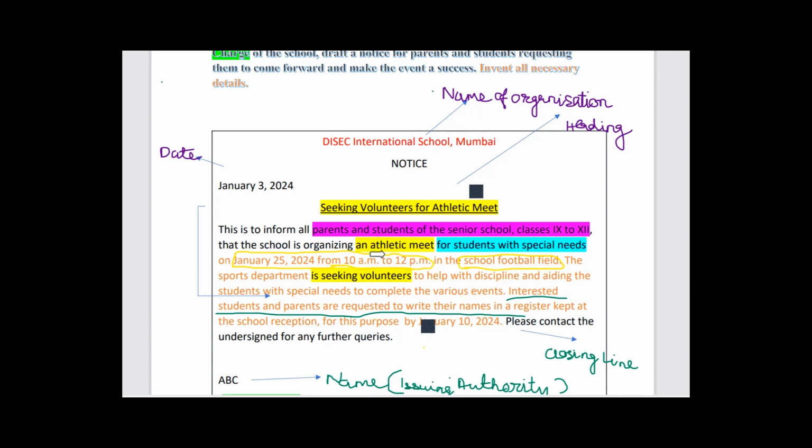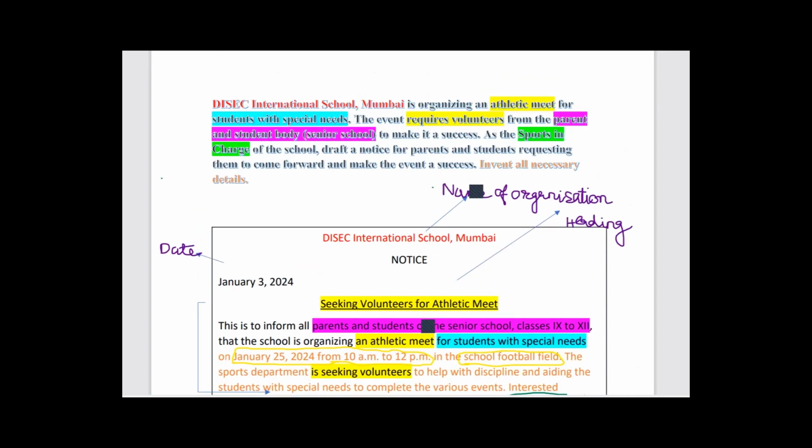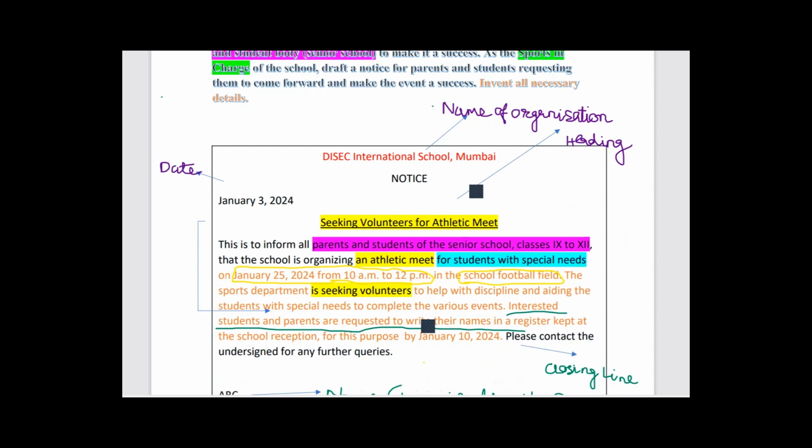What is it about? So it is about an athletic meet, which we had already mentioned in the heading. So we are repeating that and we are adding the extra information, as you can see, was in the question, students with special needs. So that gets mentioned here. Now we come to important points in the notice, which are the D, T, and V. Have we mentioned that in the notice? Yes, we have invented it and we have mentioned it.